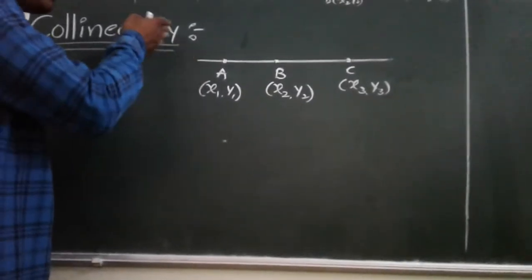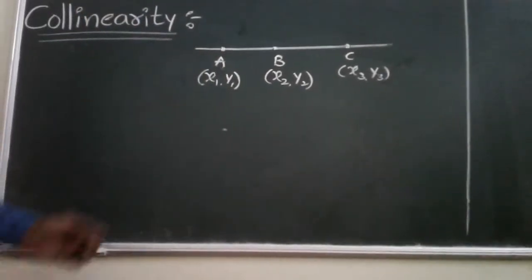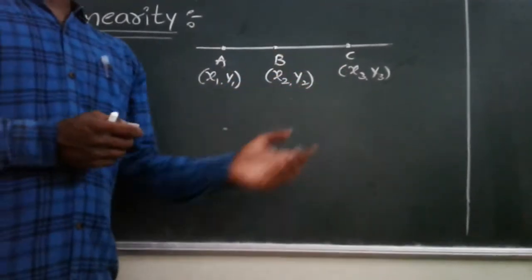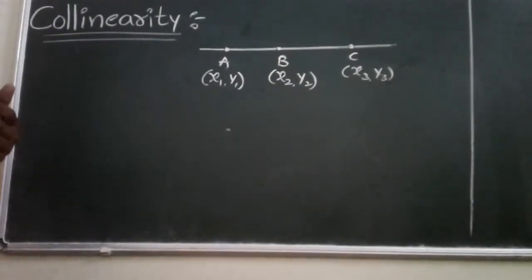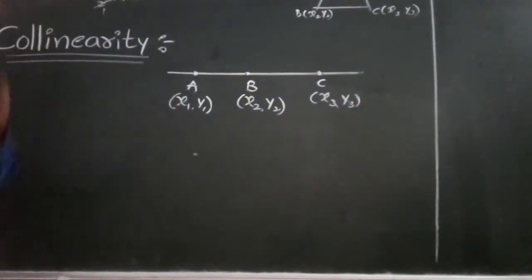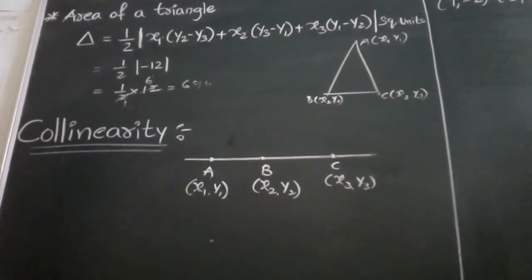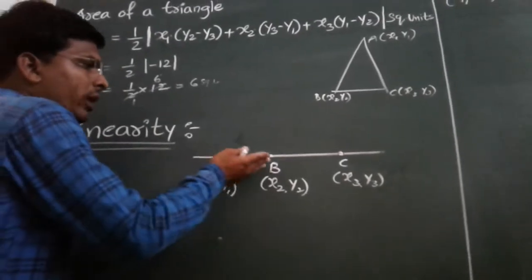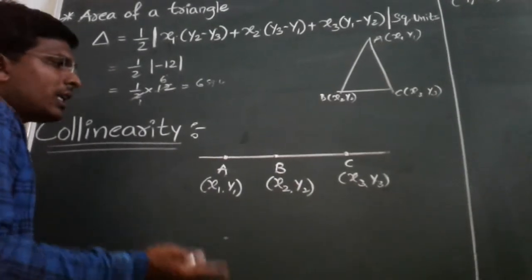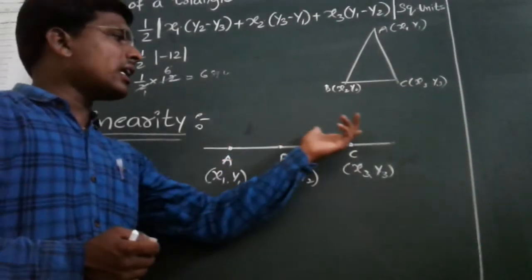We use this collinearity concept to find out the k value. They will ask the question: verify whether the given 3 points are collinear or not. In that case, which formula do we have to use? We use the condition of the area of a triangle formula. What is the relation between area of a triangle and collinearity? Collinearity means 3 points are lying on the same line. So do they form a triangle here? No, obviously not. The points A, B, C cannot form a triangle, because they are lying on the same line.